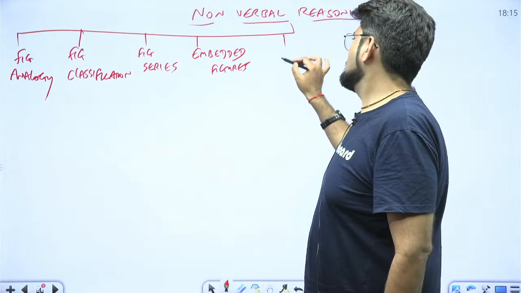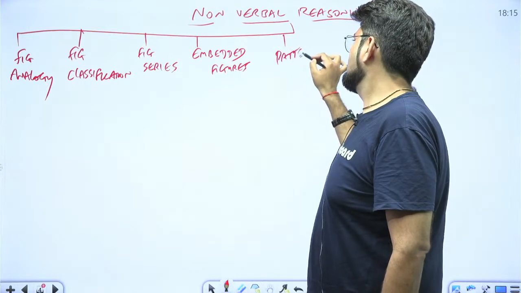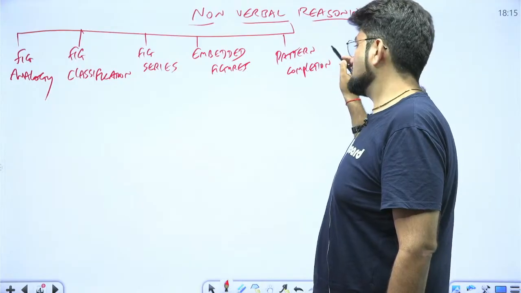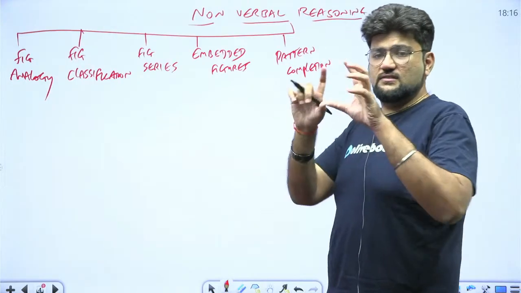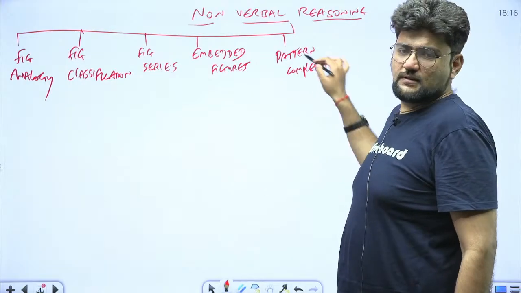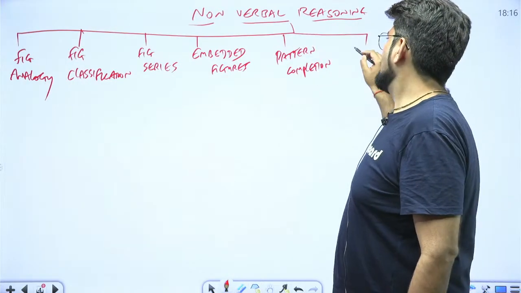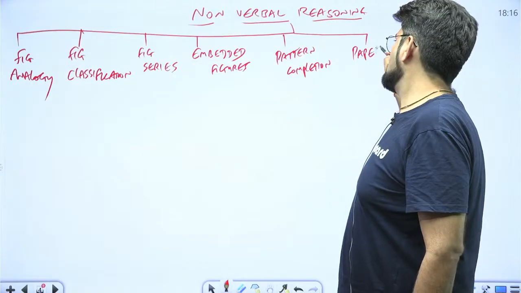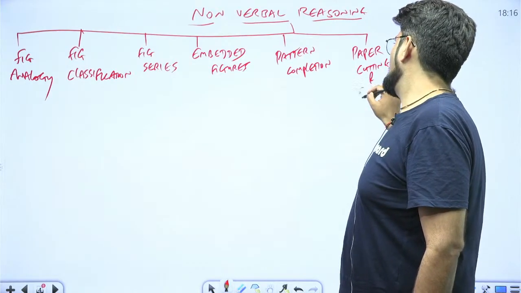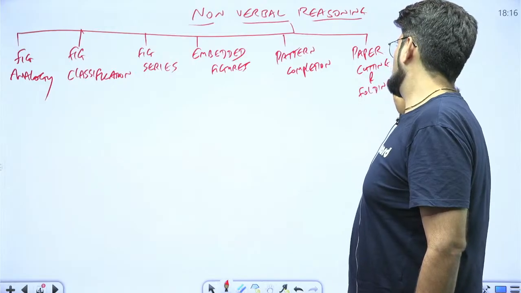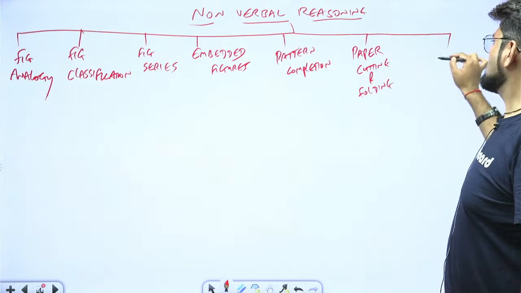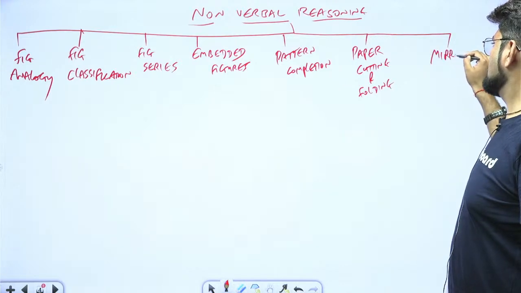The next one is pattern completion. Just like a puzzle. Not the puzzle-based questions, but like the pieces of a puzzle you used to join when you were a kid. This is more like a 4-piece puzzle. Next is paper cutting and folding, based on Japanese origami. You have all done this as kids. It is just visualization, everything is imagination and visualization. And the last one is mirror and water images.